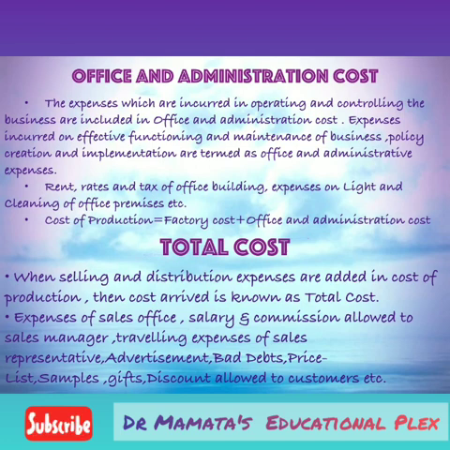Then we have to come to our total cost. When selling and distribution expenses are added in the cost of production, then the cost arrived at is known as total cost. Now we have prime cost, then we have added our factory cost in it, then we have added our administration cost in it, and then we are adding our selling and distribution costs in our cost of production. At the end we can ascertain our total cost.